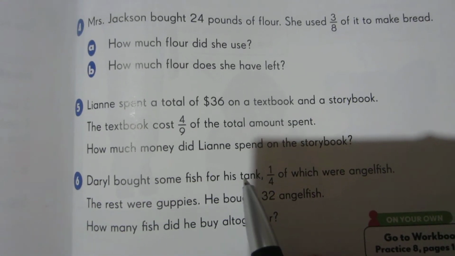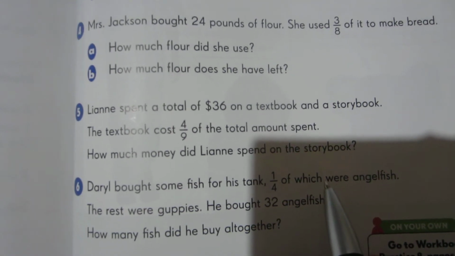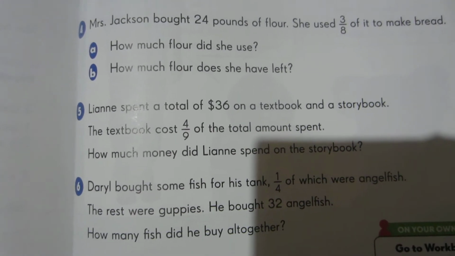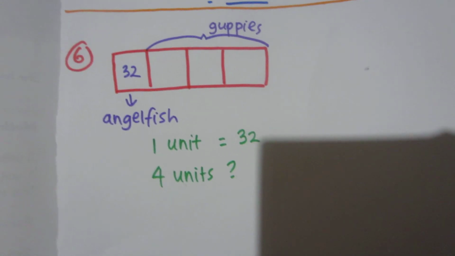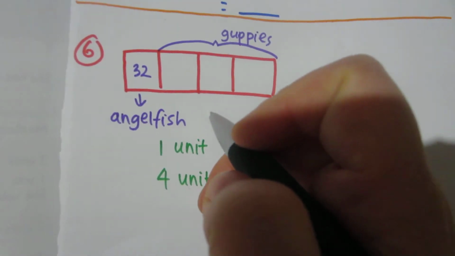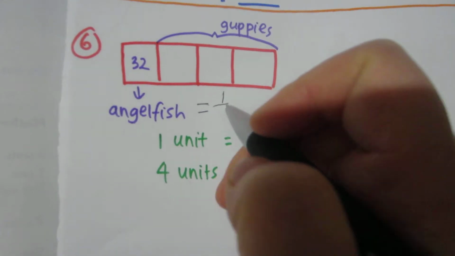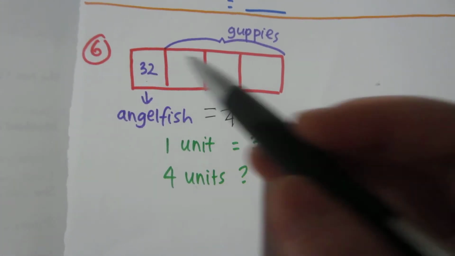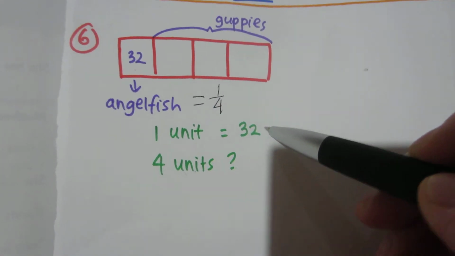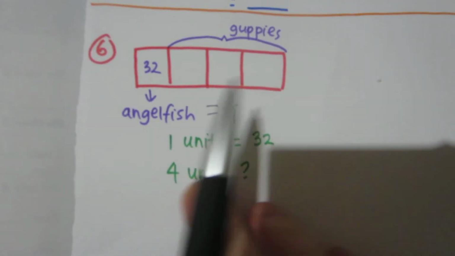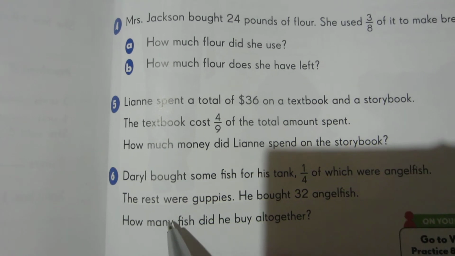Daryl bought some fish in his tank, 1/4 of which were angelfish and the rest were guppies. He bought 32 angelfish. How many fish did he buy altogether? So we divide it into 4 because 1/4 is the angelfish. The angelfish is 1/4. So if we divide, this is 4 units, right? The 1 unit is 32, which is the angelfish.